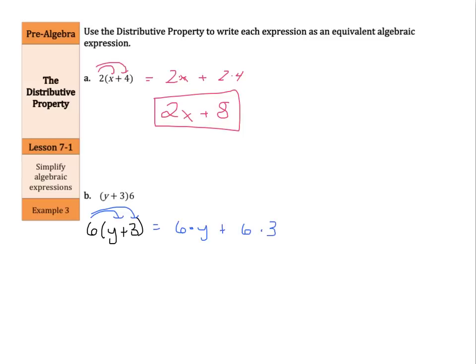6 times y is, well, 6y. 6 times 3 is 18, and that's our answer, 6y plus 18. It's not going to add in to be 24y, just 6y plus 18.